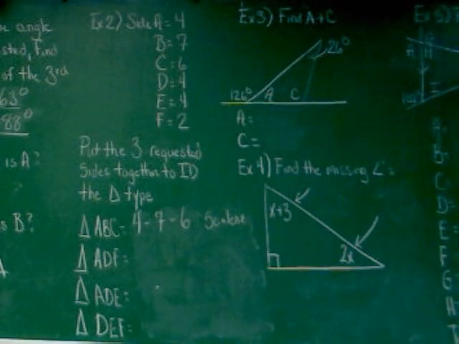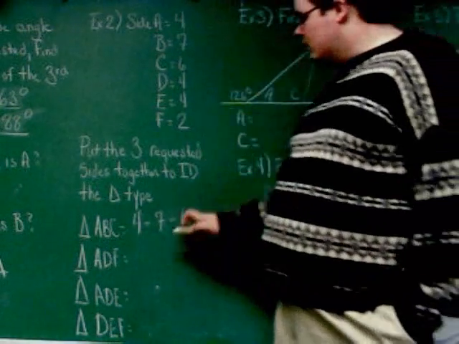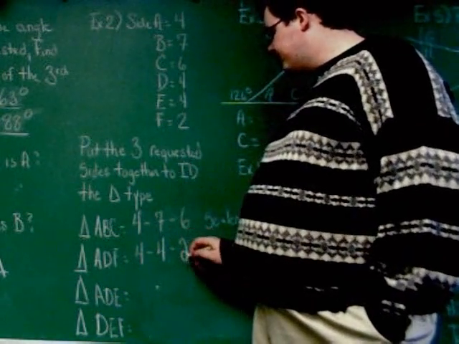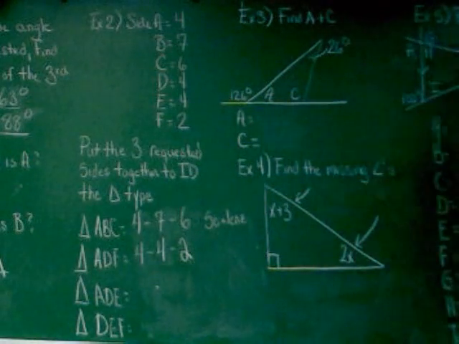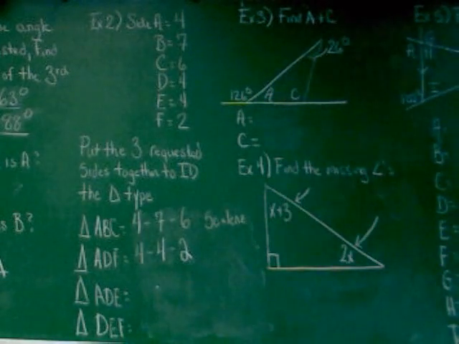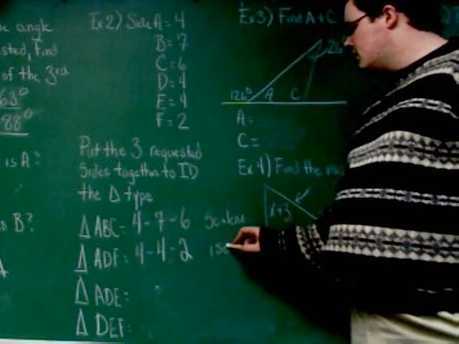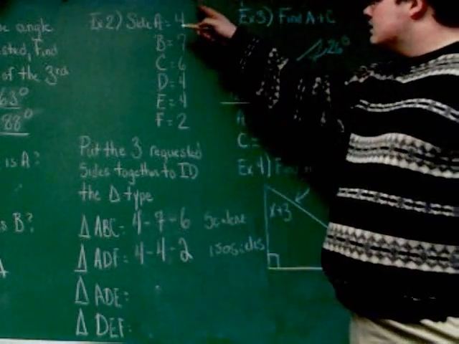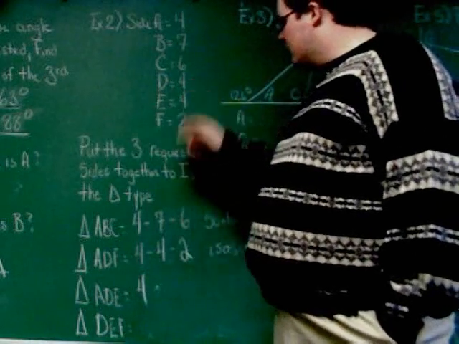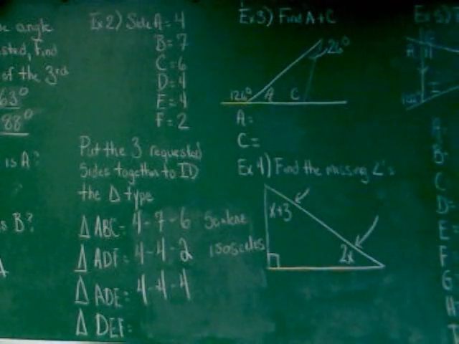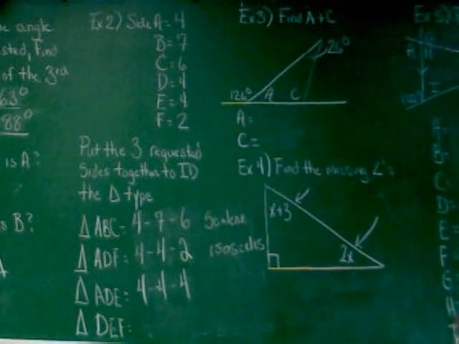All right, so ADF. A is 4, D is 4, F is 2. So 4, 4, 2. Scalene, isosceles, equilateral. That's an isosceles triangle because 2 of the numbers happen to be the same. ADE, a 4, and another 4. Scalene, isosceles, or equilateral? That's equilateral. When all 3 numbers are the same, that's an equilateral triangle.